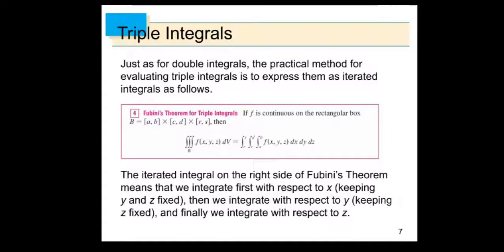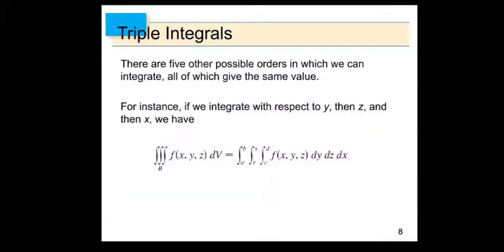First with respect to x, keeping y and z fixed, we will just treat y and z as constants, and then we integrate with respect to y, keeping z fixed and treating it as a constant, and finally we will integrate with respect to z. So this is how we apply Fubini's theorem here. There are 5 other possible orders in which we can integrate, all of which give the same value.